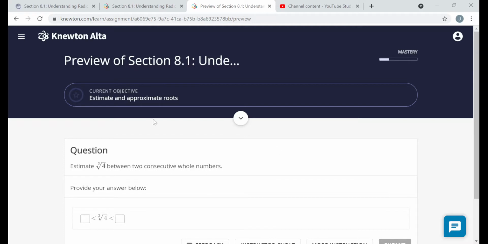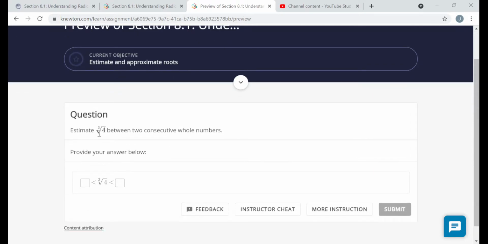All right, now we're asked to estimate and approximate roots. So you have to know your perfect squares, perfect cubes, perfect fourth powers. I'll talk about that here in a second. So we're asked to estimate the cube root of 4 between two consecutive whole numbers. Again, I'll write this out. We'll get the cube root of 4, and bring it on some paper here.